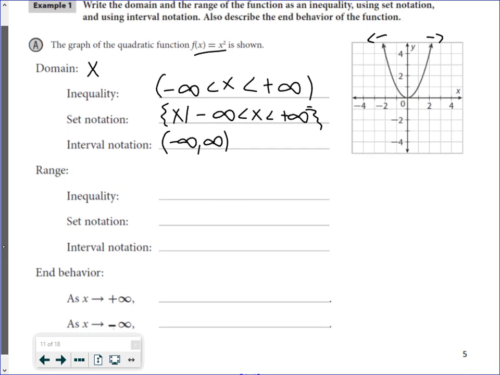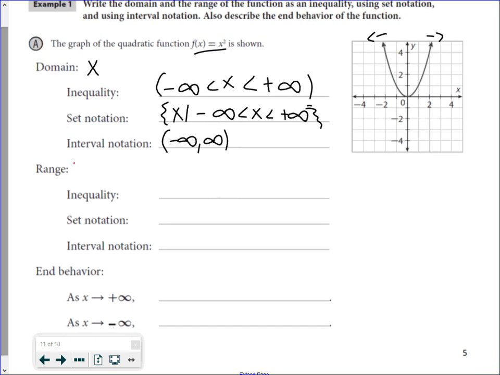Now for our range, this is what's going to be a little tricky. Our range, remember, is going to be all our possible y values. So if you look at the graph, our y's are going up and down. We see that our smallest possible y value on the graph is 0. We look up and down, the smallest value we see is y equals 0. And then the graph just keeps going up. So our y value, or inequality, is y is greater than or equal to 0. 0 is part of the graph, so our range is every y value greater than or equal to 0. Set notation, the same thing as the inequality.